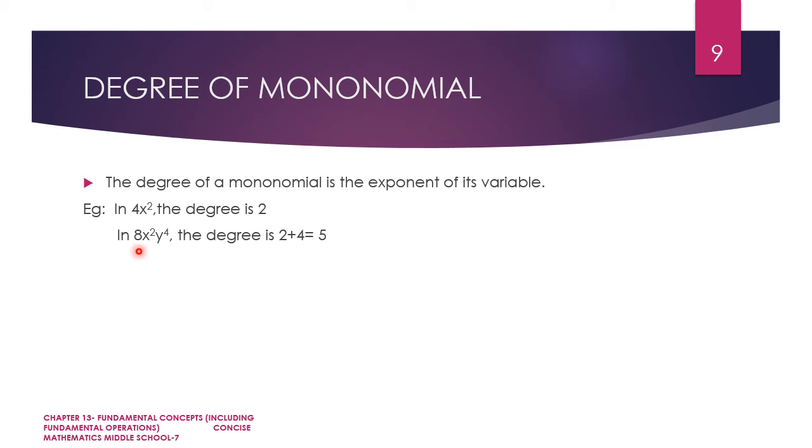Next example, see here 8x square y to the power of 4. Here it is a monomial because it has only one term. And what is the exponent of the variable x? It's 2. And what is the exponent of the variable y? That is 4, right? So we can add both. That is 2 plus 4 is 6. So 6 is the degree of this monomial.